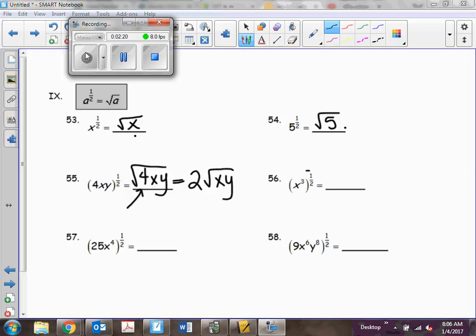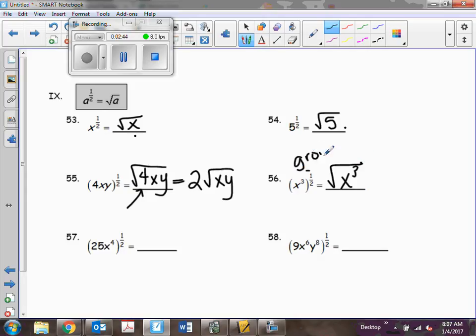Take this as a square root. We'll deal with distributing in the next one. So right here, because this is an exponent of 1/2, we're going to go ahead and square root this. So I can rewrite this as the square root of x to the 3rd. Now this can actually be broken down a little bit more. Because this is the square root, we are trying to find groups of 2.